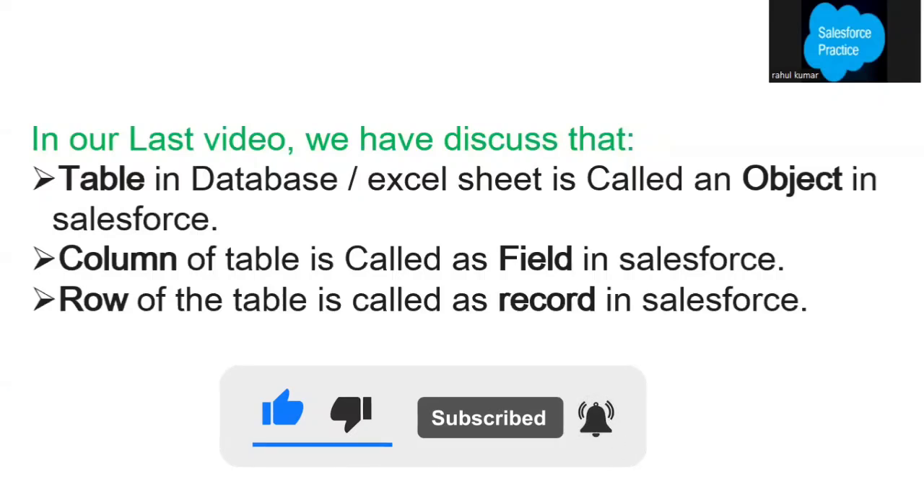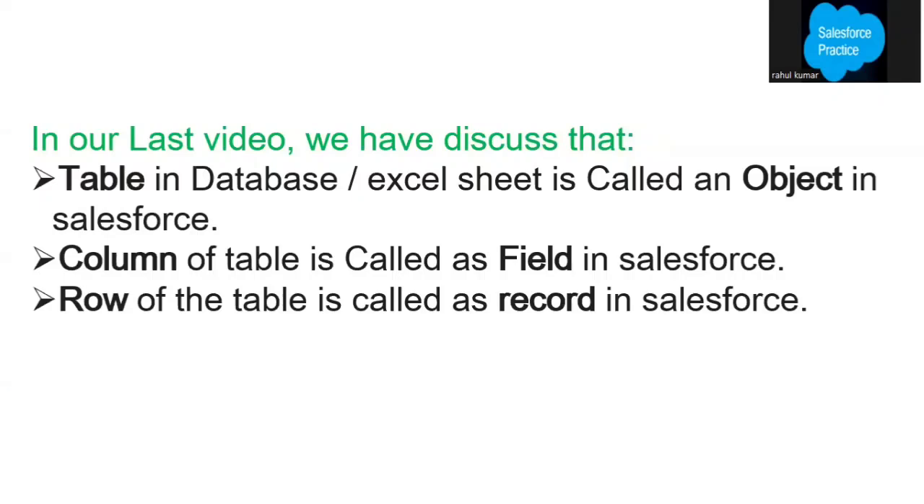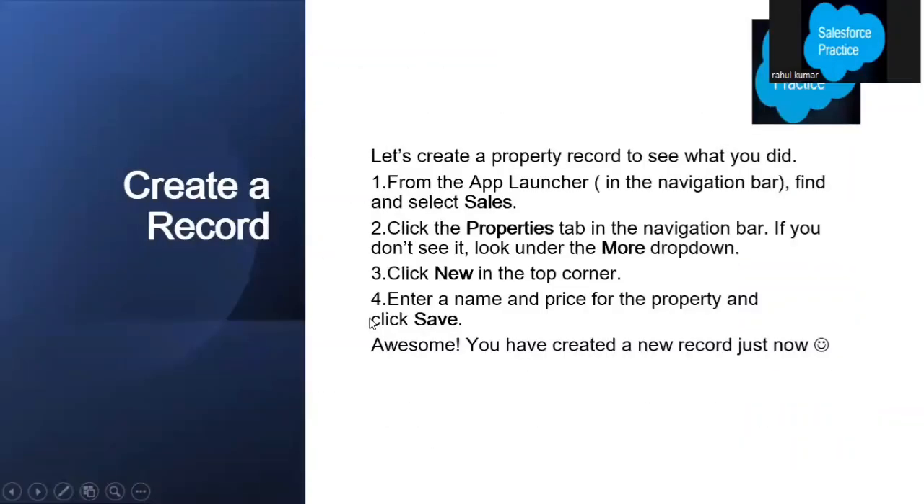So in our last videos we have discussed about object, that what is an object. So that is clear. A table we are calling in database, same we are calling here as an object in Salesforce. A column in table we are calling here as a field. And when you are going to put the value in a row, we are going to call that as a record in Salesforce here. So how we are going to create a record, that we will see in this video.